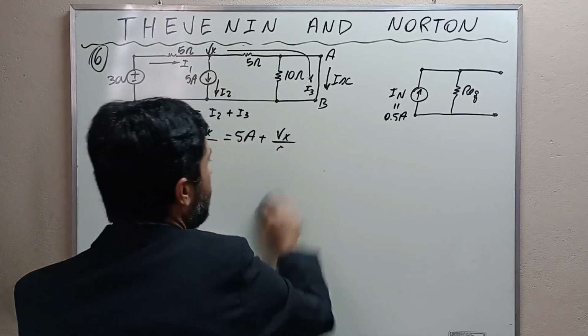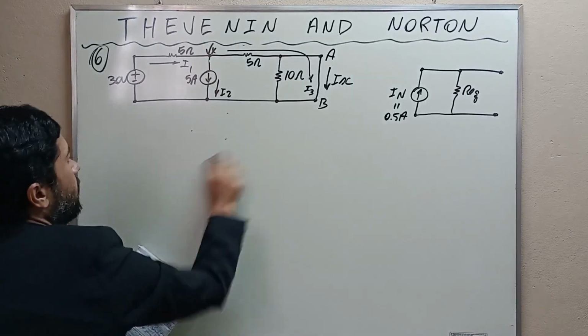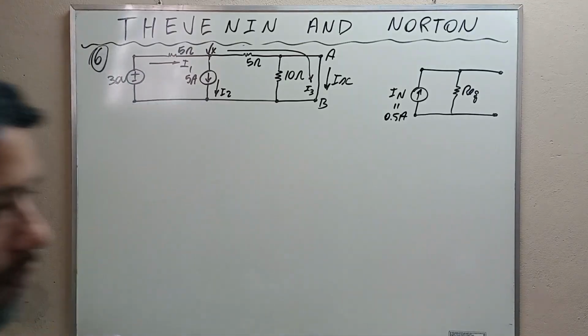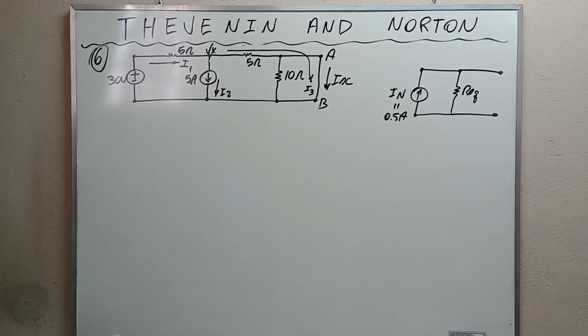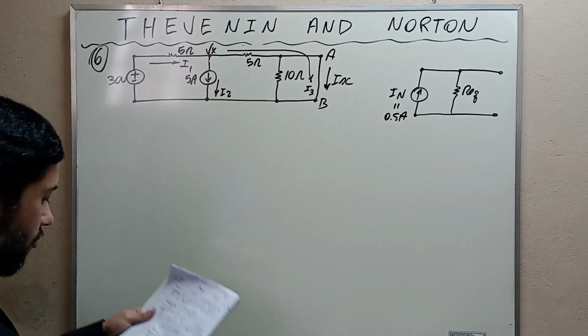I'm going to erase here because now we are going to calculate the equivalent resistance, and the equivalent resistance is calculated in the same way we used to calculate when we were dealing with the Thevenin equivalent circuit. And how do we do this? We simply set this voltage source at rest, okay?